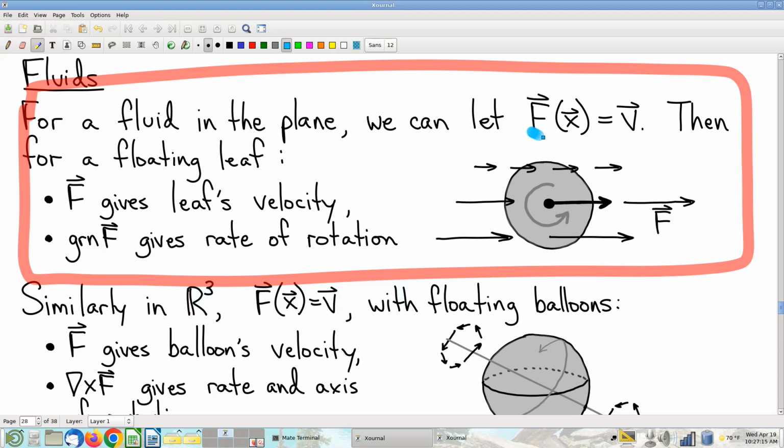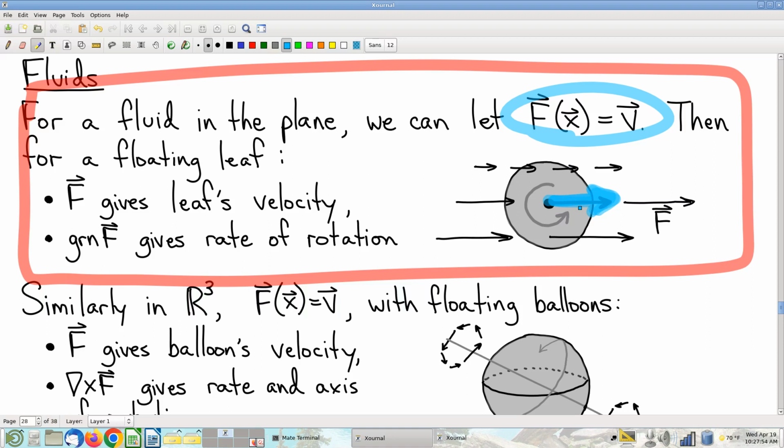Recall that if we have a vector field representing the flow of a fluid, by way of velocity, just to keep it convenient. Of course, I'm imagining this as being water. Water has constant density anyway, so it doesn't really matter if the density is or is not included. The whole purpose of the vector field is to represent the velocity of the fluid, and the leaf is going to do exactly what the fluid is doing.